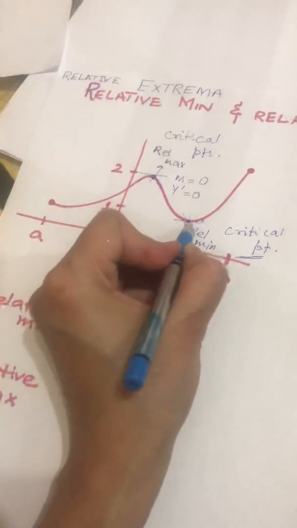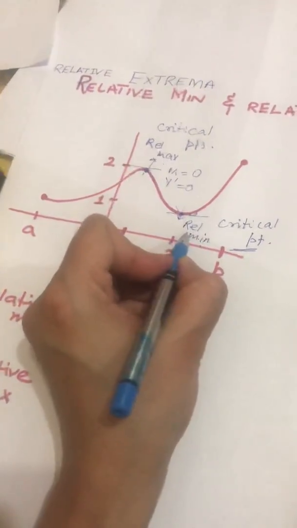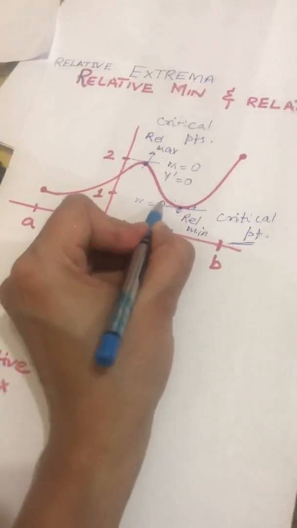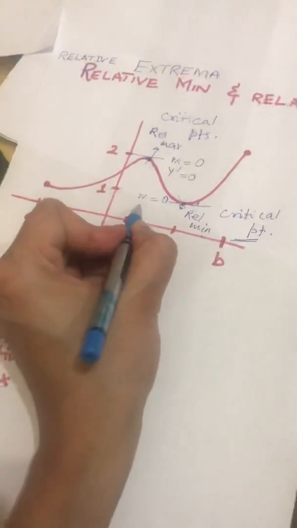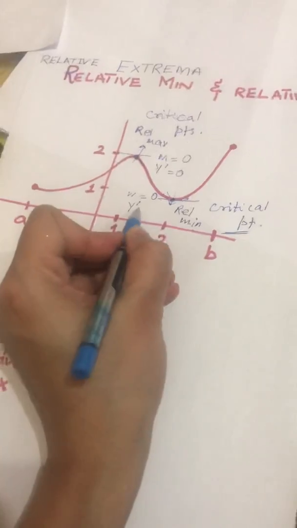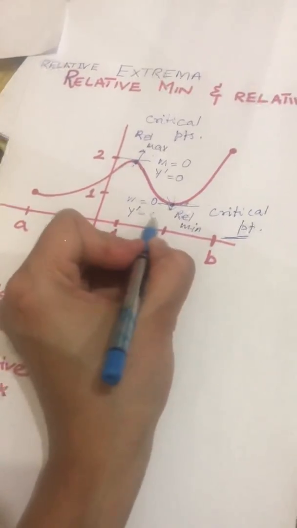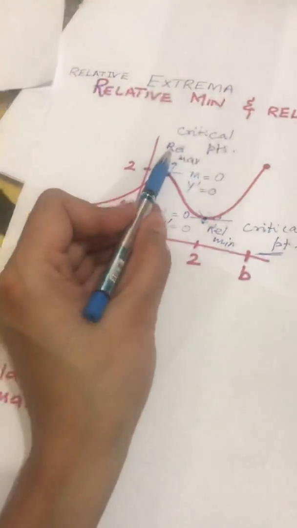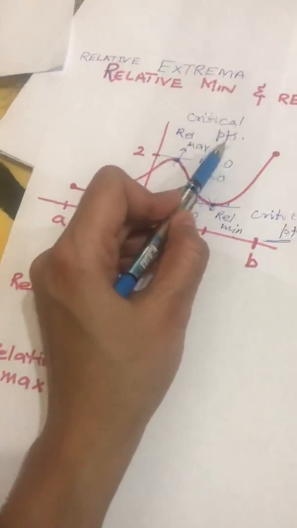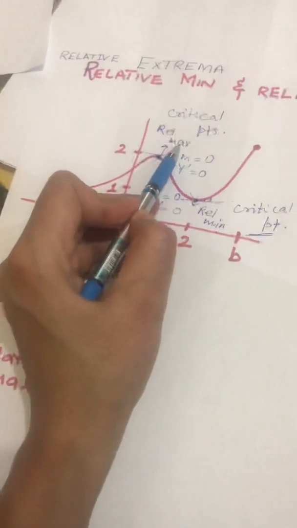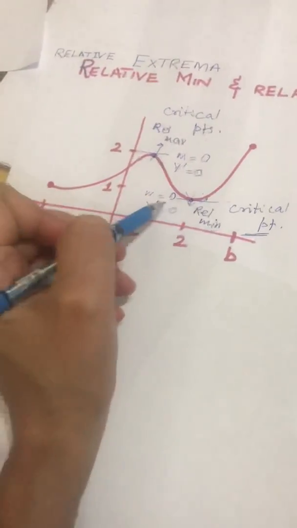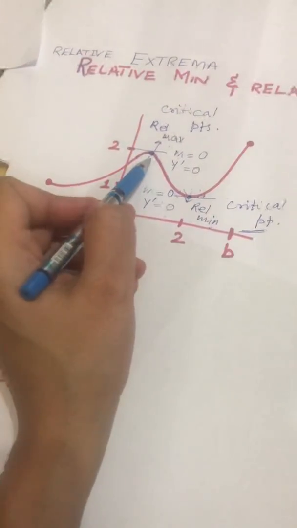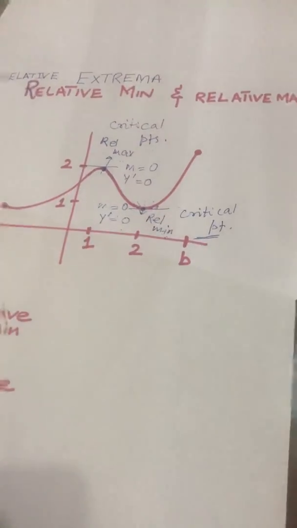Likewise, if I draw a tangent line at a relative minimum, the slope of the tangent line is 0 here. So it means that the derivative of the function at this relative minimum is 0. So hence we can say that at any critical point where we have a relative maximum and relative minimum, the slope of the tangent line and hence the derivative of the function is 0.